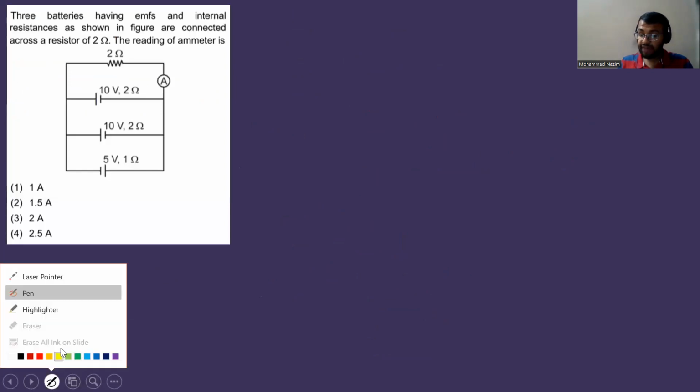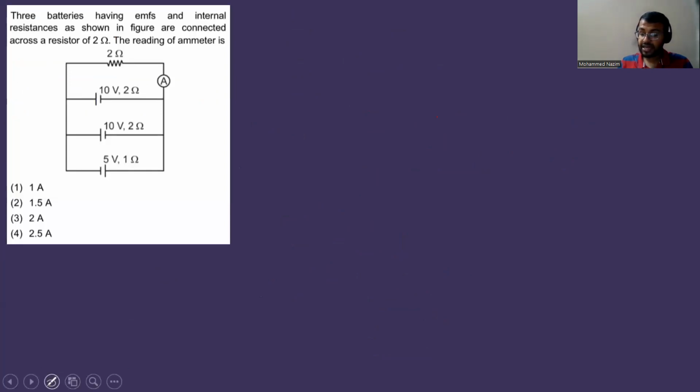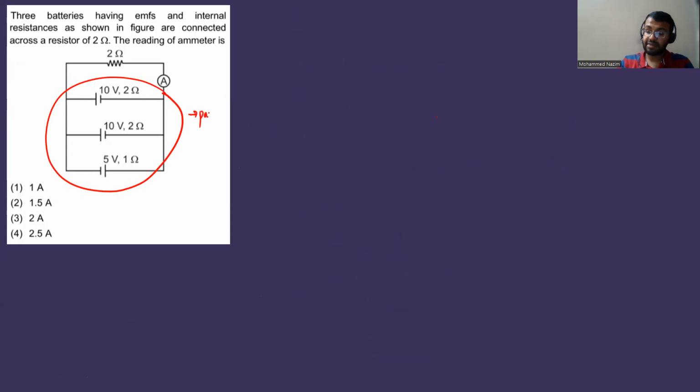3 cells having EMFs and internal resistance are connected as shown. The reading of the ammeter. See, how are these cells connected? Cells are connected in parallel. See, whenever a number of cells are connected, you should think whether it is a series combination or a parallel combination. Most of the time, if there are a number of cells given, it will either be cells in series or parallel. Otherwise, we can solve by Kirchhoff's laws. But before applying Kirchhoff's laws, you can easily solve the problem using the series method or parallel method. Yes, we can see that these cells are in parallel.